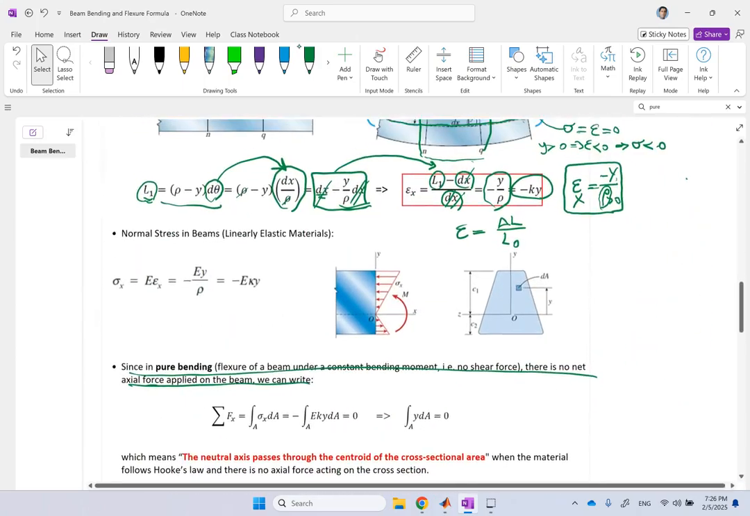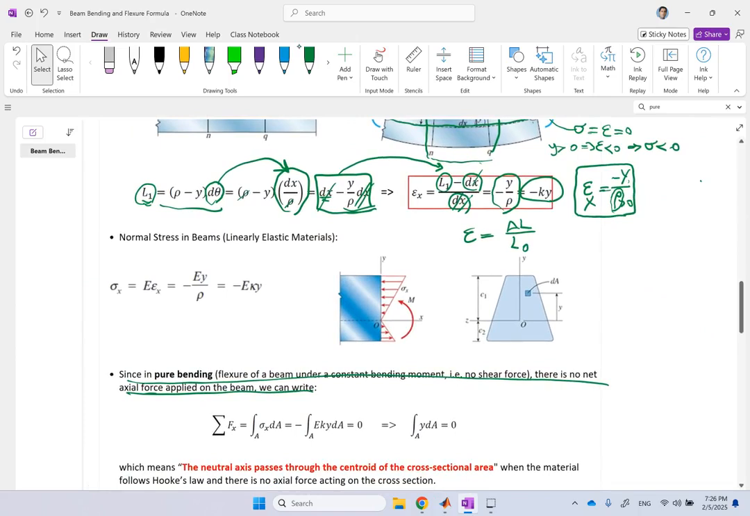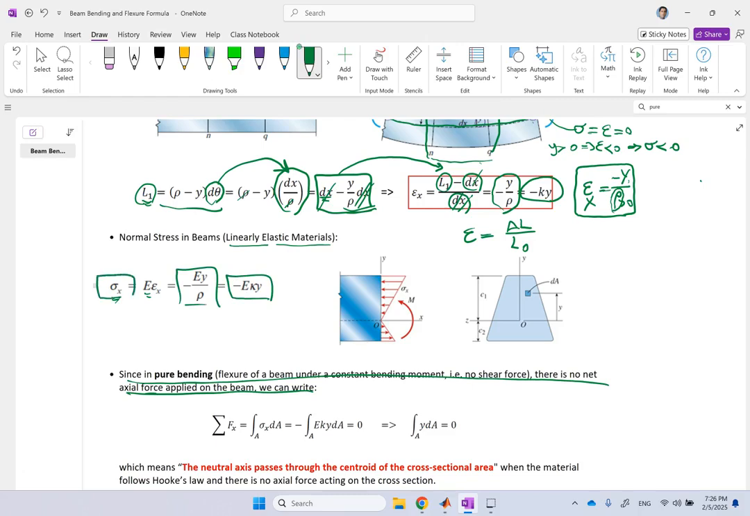Okay, now that I found my strain, all I need is to multiply it by Young's modulus to get the stress, assuming that my material behaves in the linear elastic region. So sigma is E times epsilon. Epsilon was negative y over rho, so sigma becomes negative E y over rho, or negative E k y. So there we go. I found my stress at any location, which again, you see it has the opposite sign with y. And this is the stress distribution, as you can see.